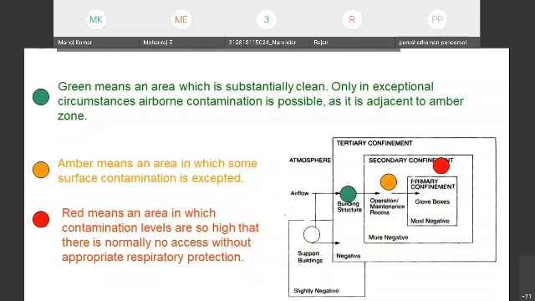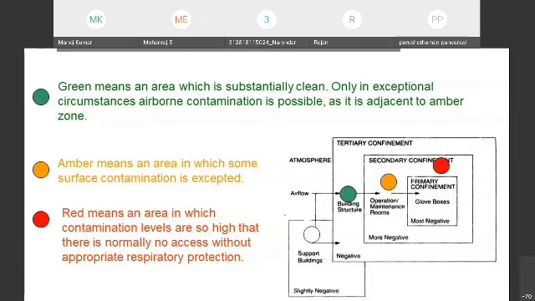So what is there is, this area is nothing but the red area. Here people cannot go in directly. If they have to go to carry out some work, they will have to go with all special clothing, with all special permits and other things. That too for short duration. Since it is adjacent to this, it is called amber.